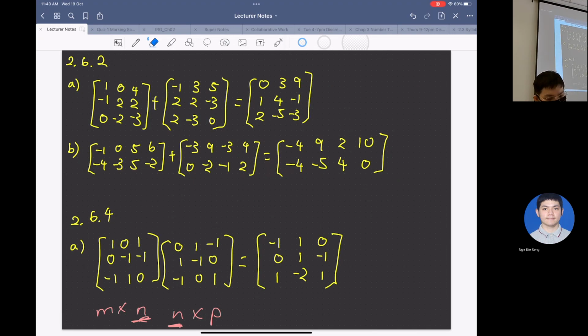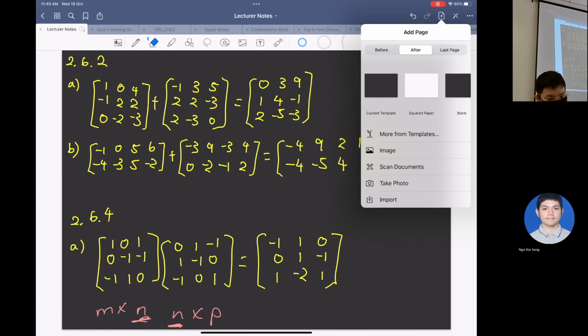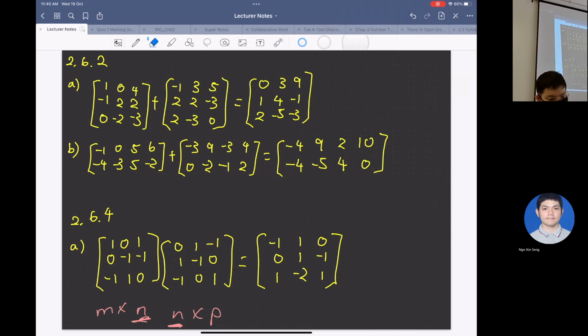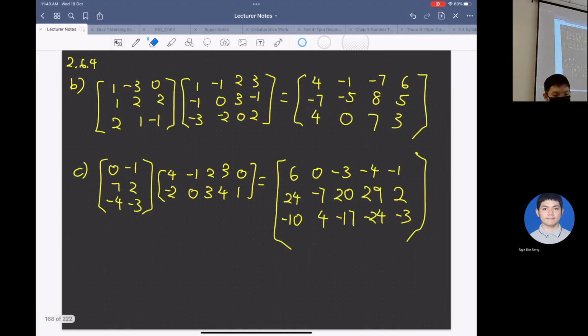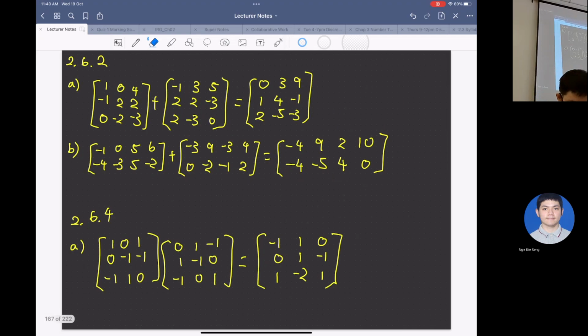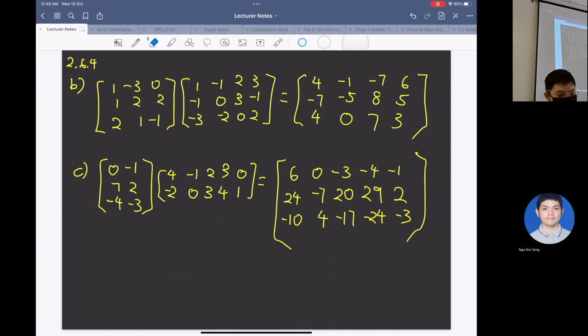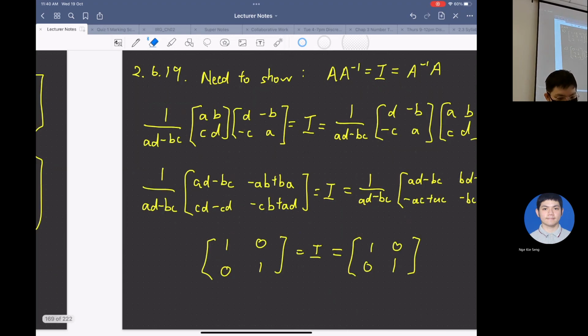2.6.2 is just to calculate, to make sure you know how to do a simple calculation: add the matrices. And then 2.6.2 is multiply the matrices. Okay? Yeah, 2.6.2, 2.6.4.